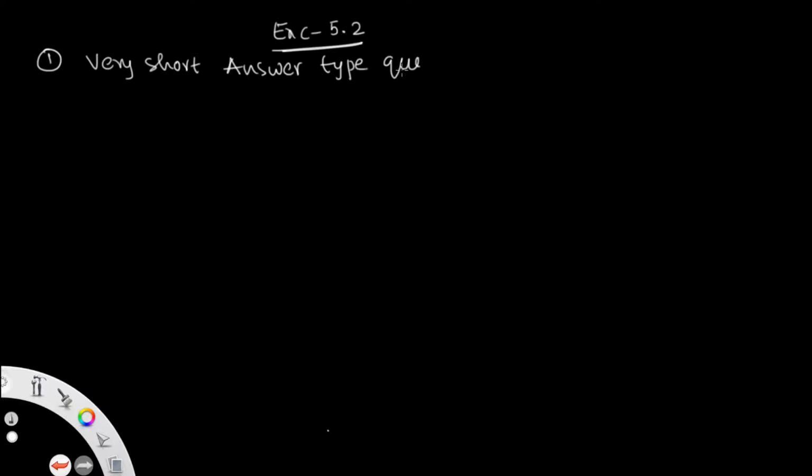The continuation of the PNC topic 5.1 is over. Now go to the first bit of exercise 5.2: very short answer type questions. The first bit has the easiest questions of all.